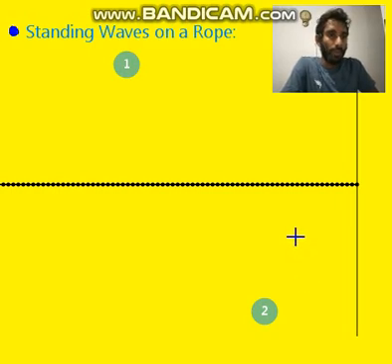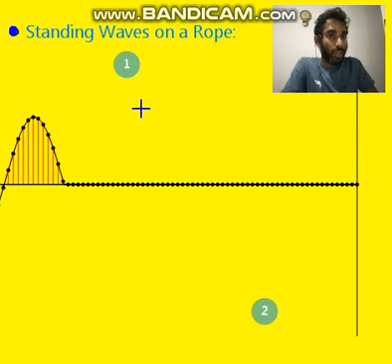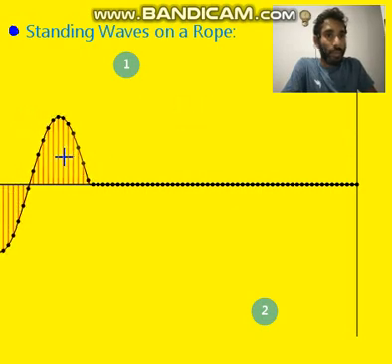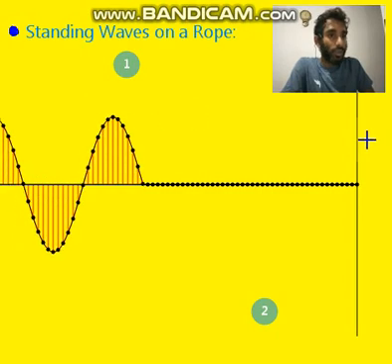In this video, we are going to demonstrate standing waves on a rope. Now, this picture shows a rope connected to a boundary at one end like this. When a wave is generated from the other end, as you can see, a wave is generated and propagated along the rope that way. So this wave is called the incident wave to this boundary.